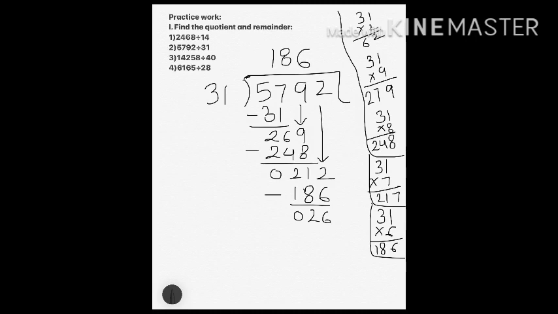So this way we can solve bigger numbers, just finding out the trial quotient, looking at the first digit if it is bigger, otherwise the first 2 digits, and getting the trial quotient. And that trial quotient you will try with the full number 31. Alright, so here the quotient is 186 and the remainder is 26.